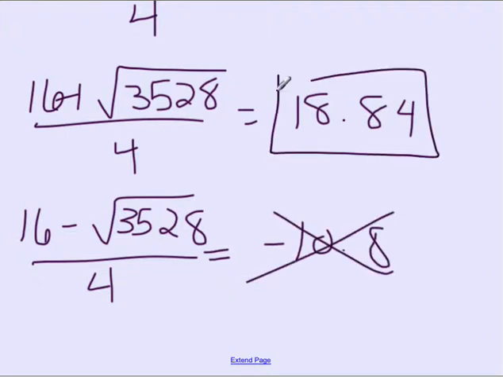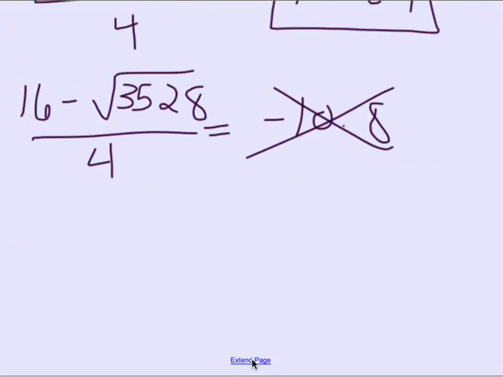So this is one of my dimensions, almost. Remember that it was x minus 4. So for our dimensions, we're going to take 18.84 and subtract 4. So then we get 14.84 centimeters by 14.84 centimeters by 2 for the height.